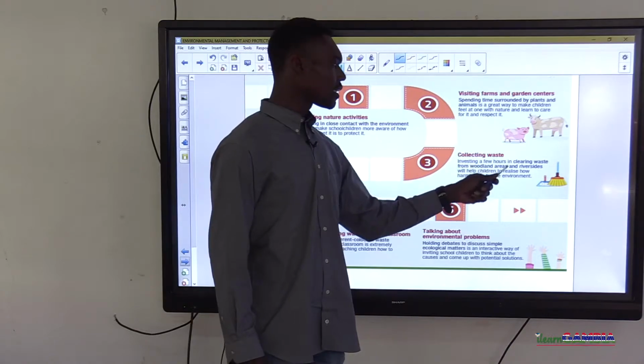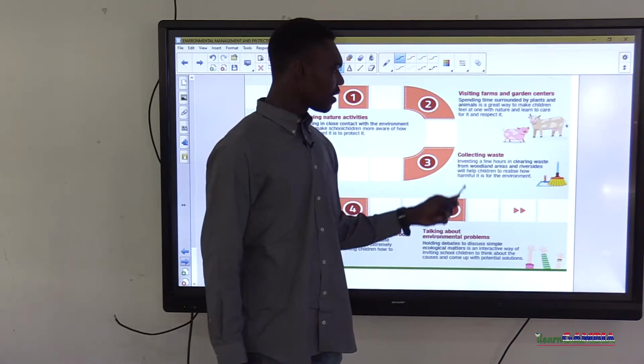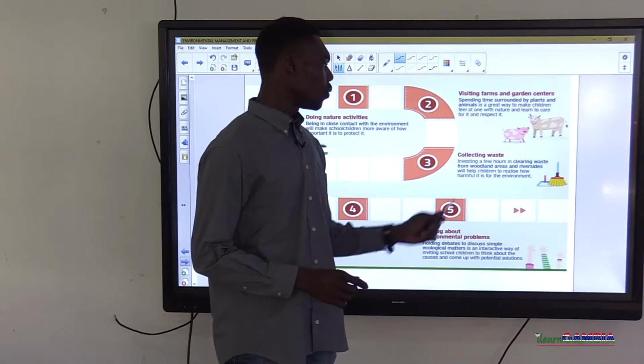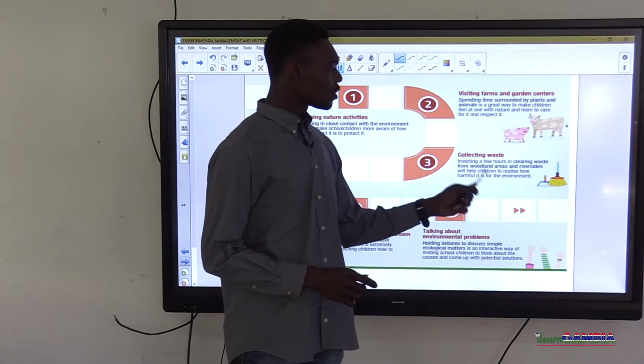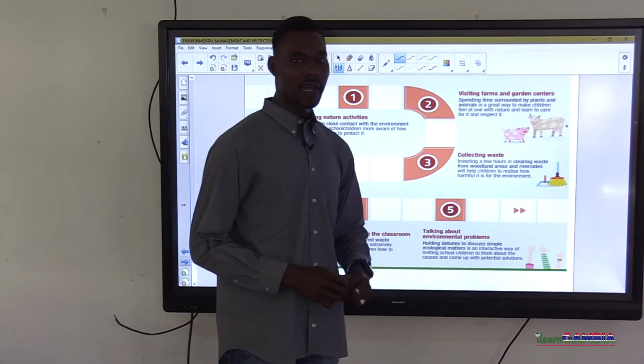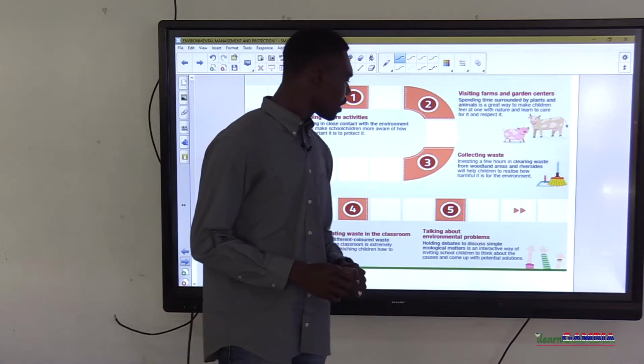Investing a few hours in clearing waste from woodland areas and riversides will help children to realize how harmful it is for the environment. Okay?